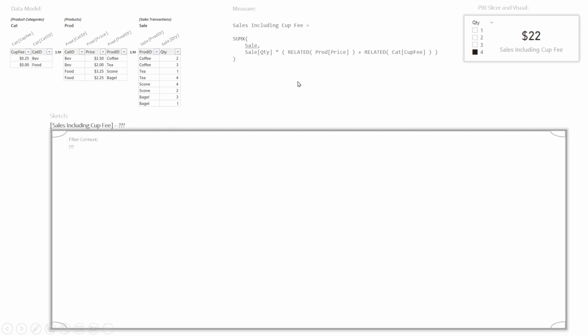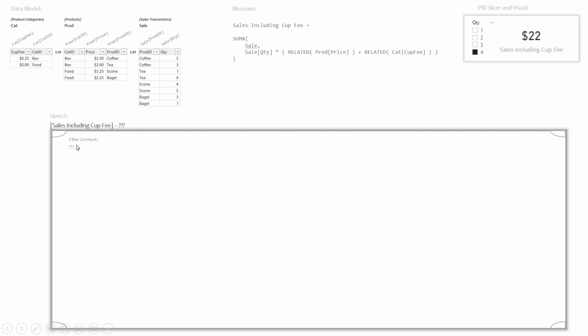So why don't we start by sketching out the initial filter frame, right? So if we think about running the measure, sales including cup fee, right here, well, this visual is affected by this slicer right here. So if we think about the initial filter that we're going to run the measure in to get this 22 bucks, well, we could draw that out here with this little frame. So this is the initial filter frame for the measure.